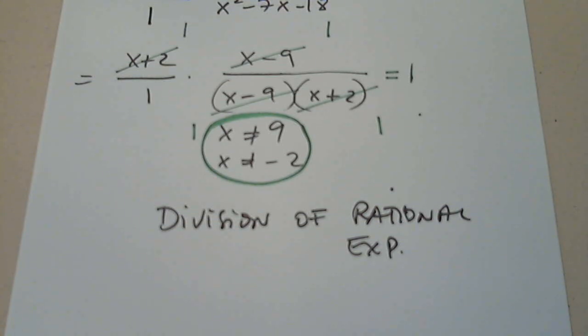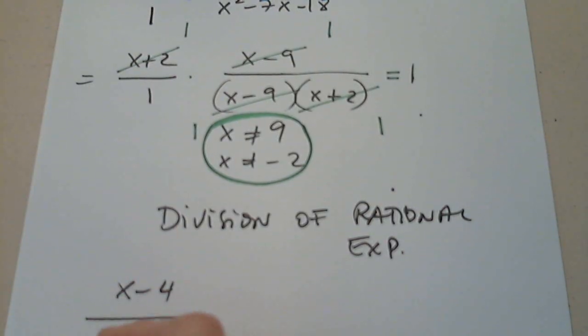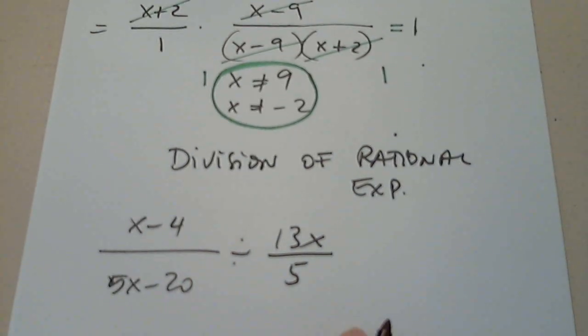Let's continue with division. Here is the first one: x minus 4 divided by 5x minus 20, everything divided by 13x over 5. Perfect.